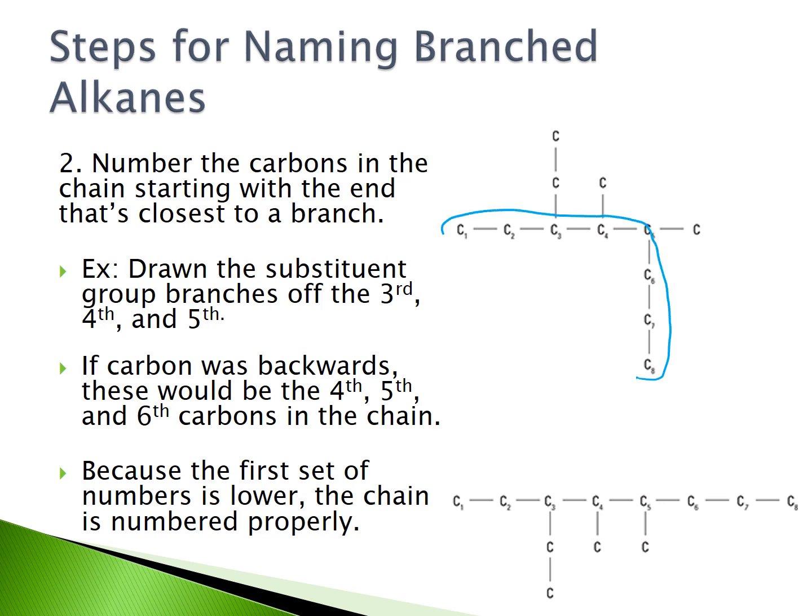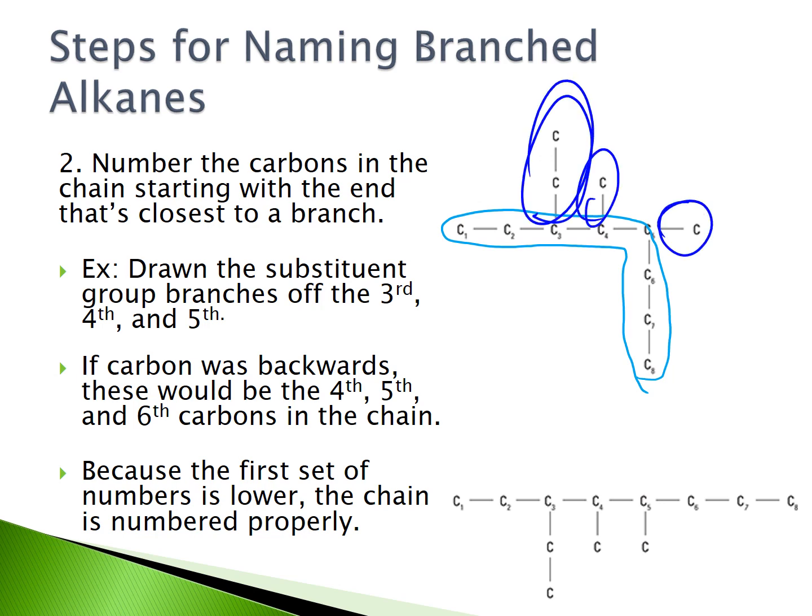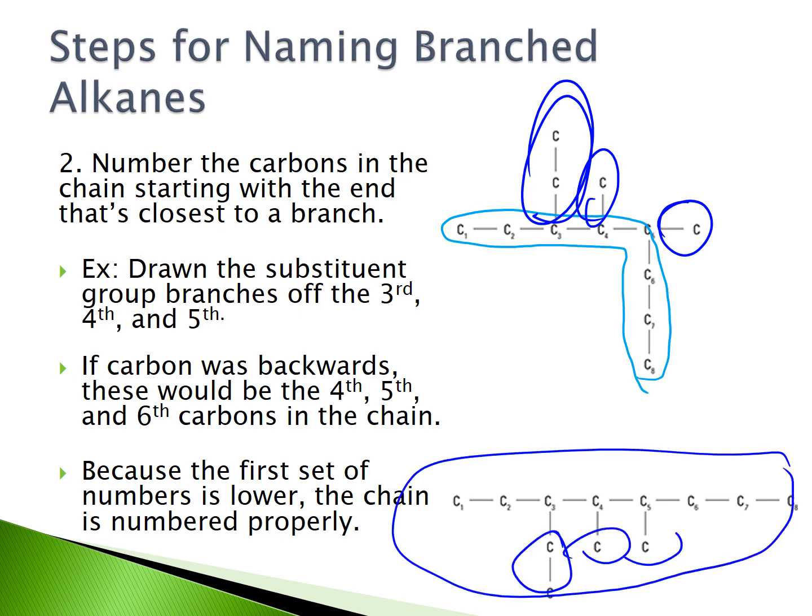So we've already figured out the longest chain. Now it says number the carbons in the chain starting with the end that's closest to the branch, where these branches occur. So I'm going to circle the branches in this case here, here, here. This is the exact same structure. It just looks different. So here's a chain, here's a chain, here's a chain.